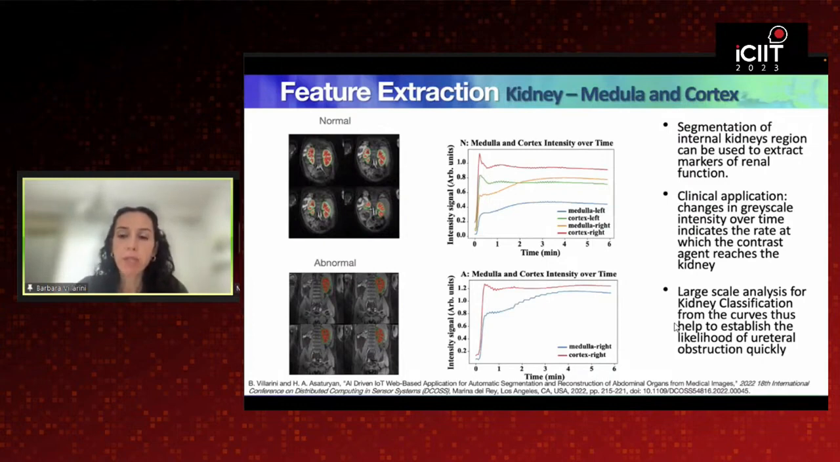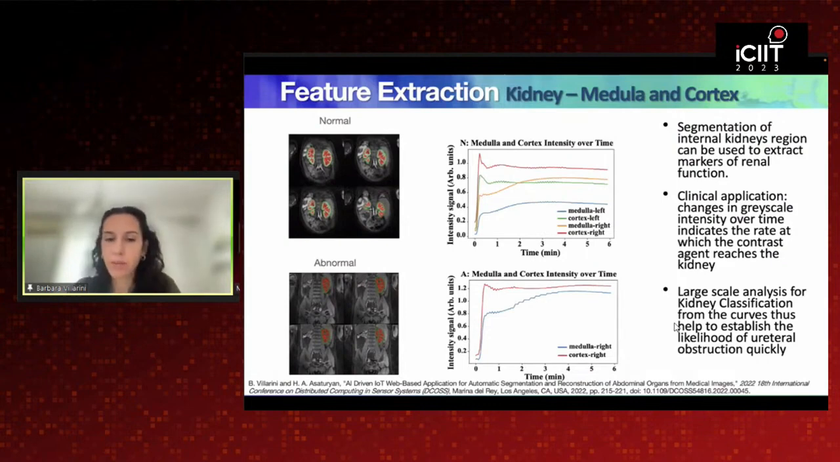Moreover, it might be useful to explore a large scale analysis of medulla and cortex time intensity curves against corresponding DCE MRI scans in order to develop a method that guides the clinical classification of each kidney directly from the curves, and thus help to establish the probability of, for example, urethral obstruction in a quick and non-invasive way.